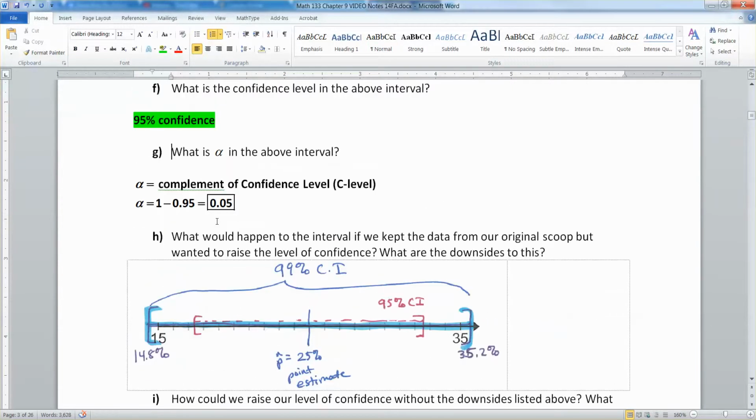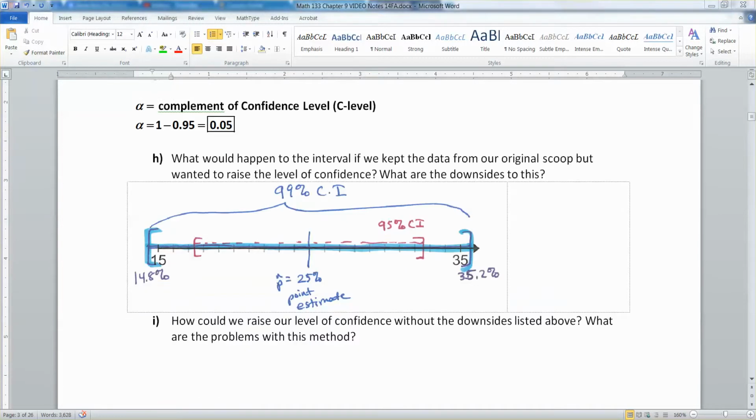All right, now what would happen if we keep the data from our original scoop? So you don't change scoops, you don't take a bigger scoop, but you want to raise your level of confidence. So I did that, and I got it right here. Again, you don't really know where the numbers came from, so bear with me, but it would go from 14.8% to 35.2%. Now I have in here the pink. That was the old confidence interval that went from 17.3 to 32.7.